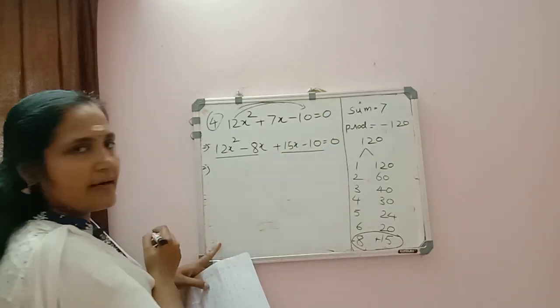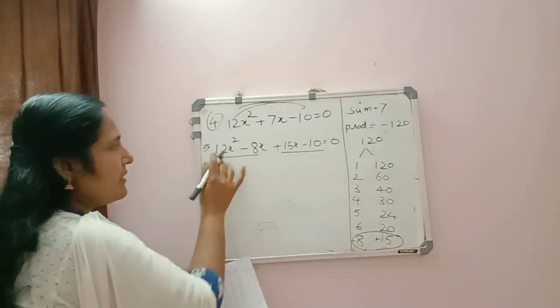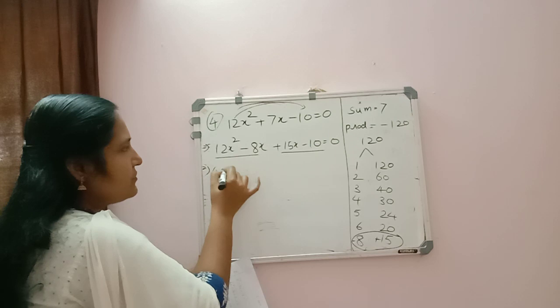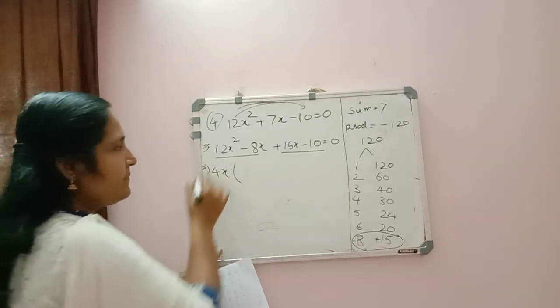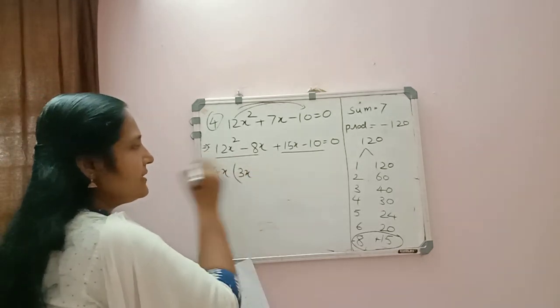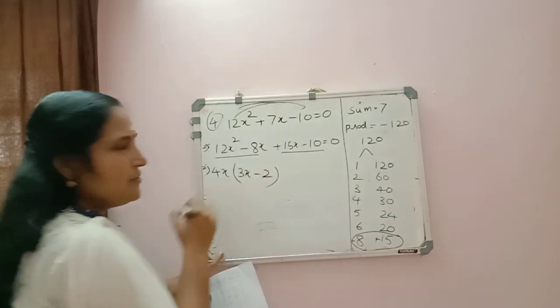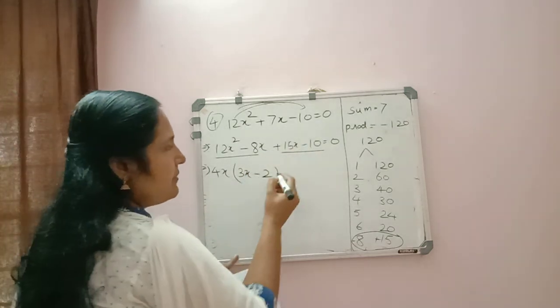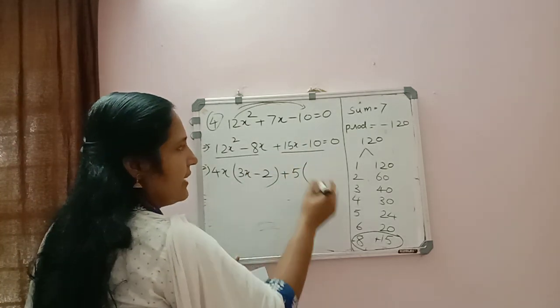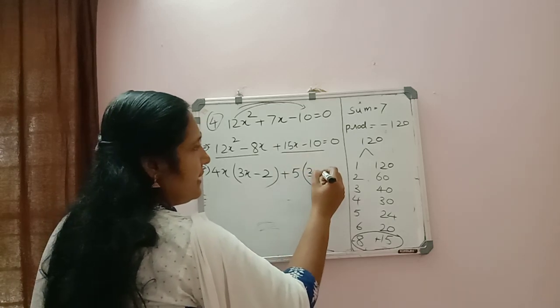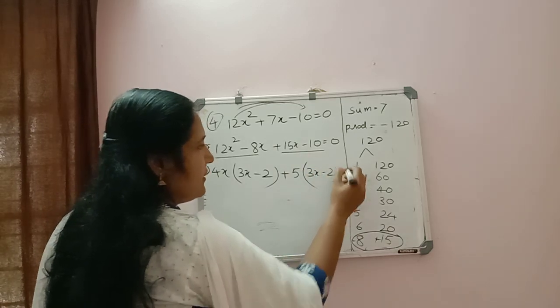We'll take the common factor outside. Here if we check, both are divisible by 4. So we can take 4x common. Inside the bracket remaining is 3x minus 2. From these two, common factor is plus 5. Inside the bracket remaining 3x minus 2 equal to 0.